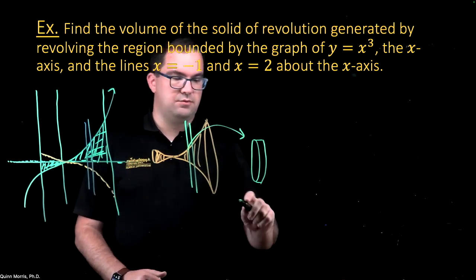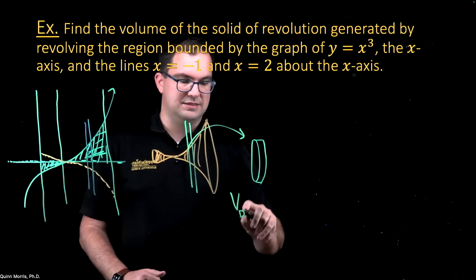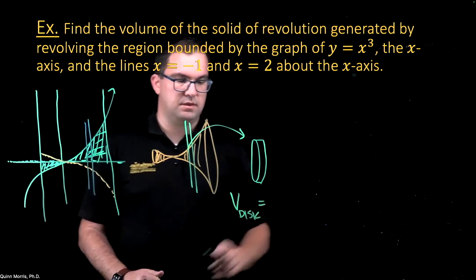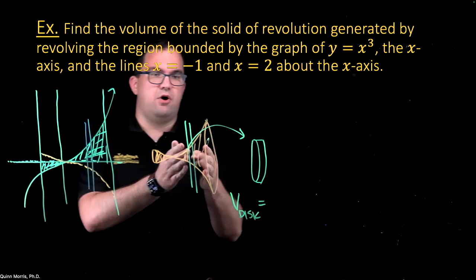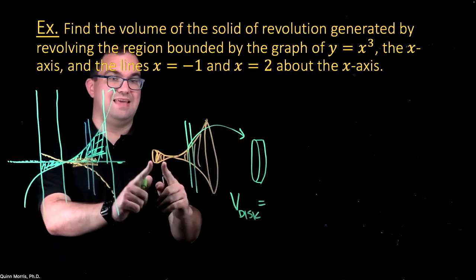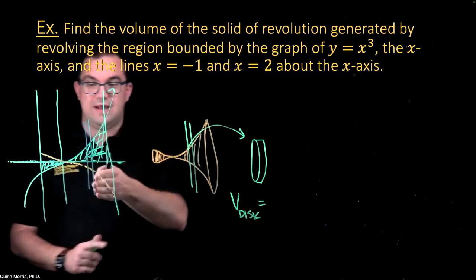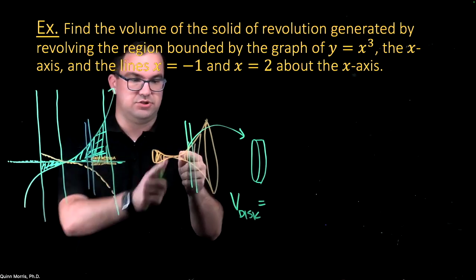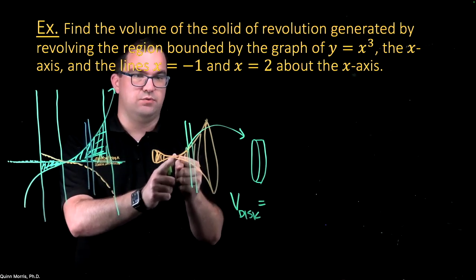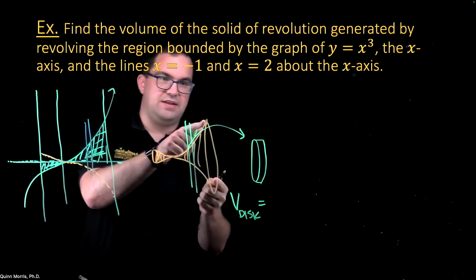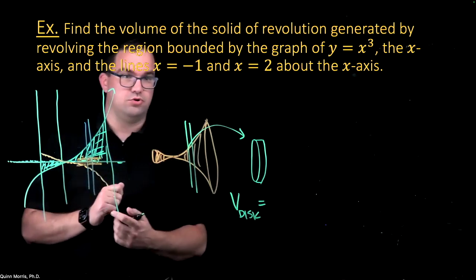Now, the first thing I want to do is think, what's the volume of that disc? Certainly the volume of that disk is going to depend on the x value where I take that cross section, right? If I take the cross section very close to x equals 0, I'm going to get a very small disk. If I take it closer to x equals 2, I'm going to get a much larger disk.